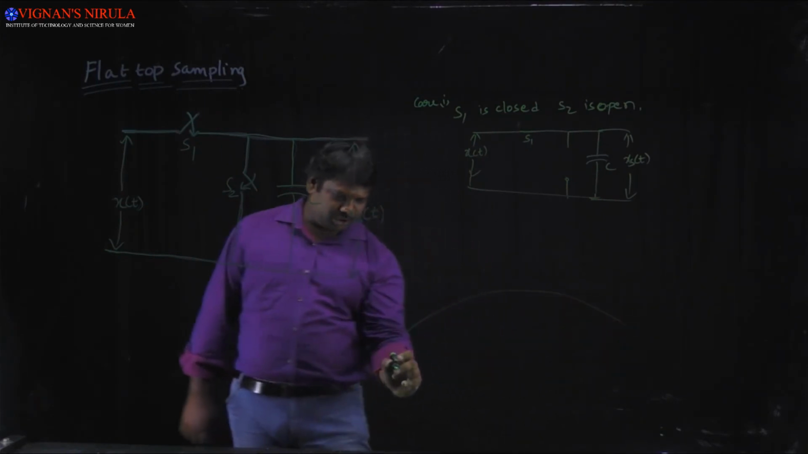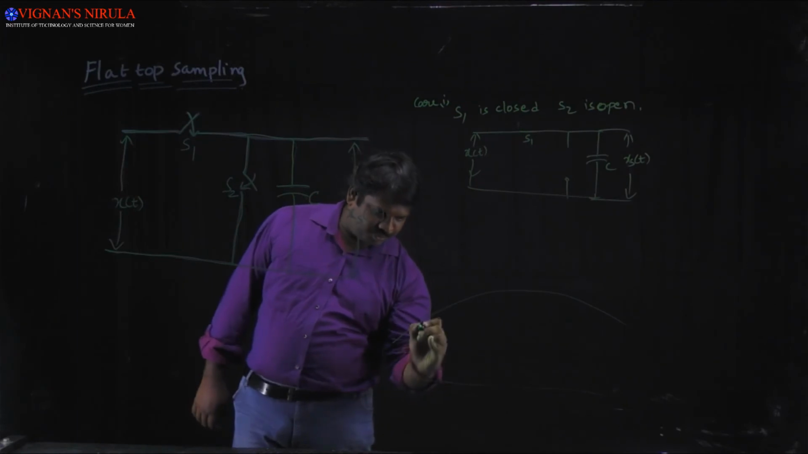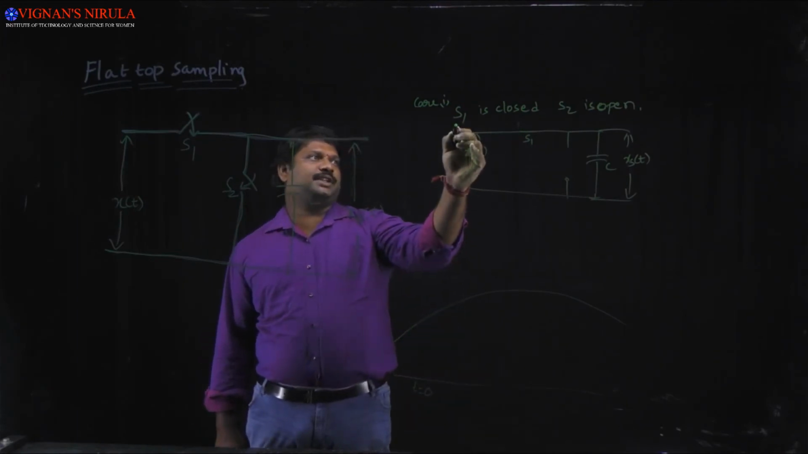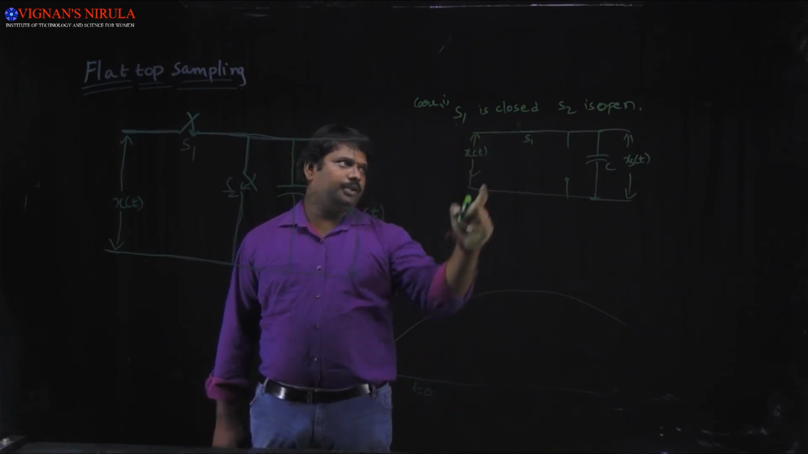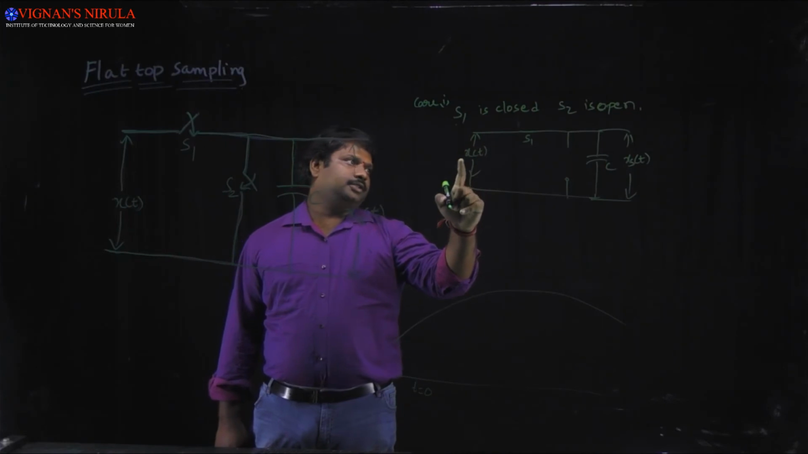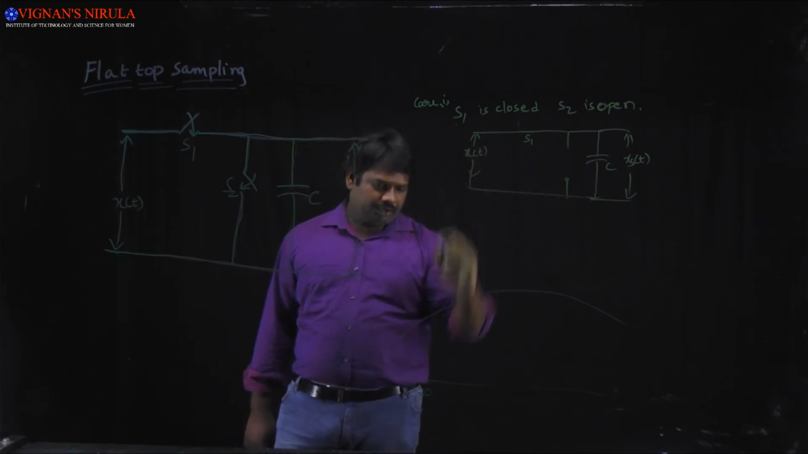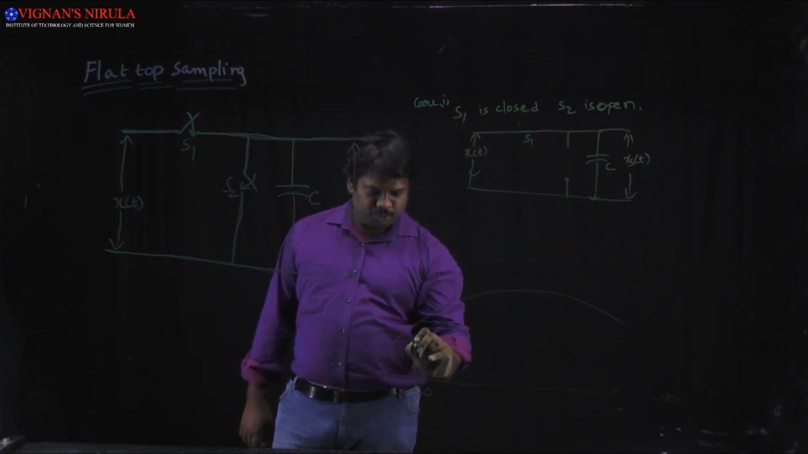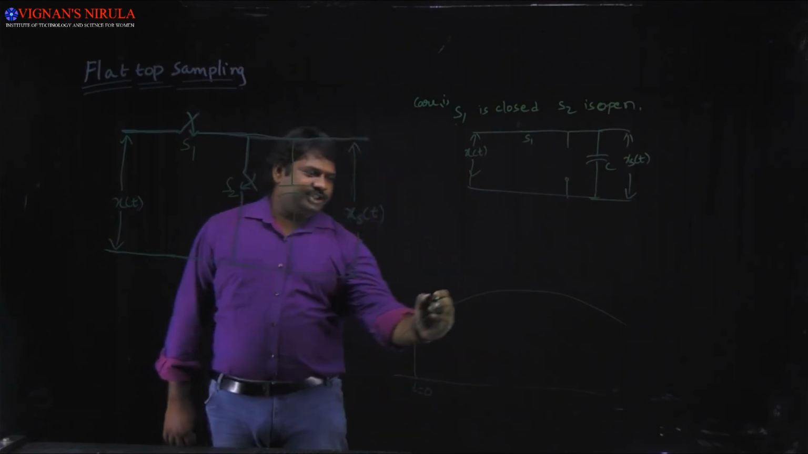If you take this as a continuous signal, now at t equal to 0, this happens. For example, S1 is closed and S2 is open. Therefore, this capacitor will be charged to this x of t value. Therefore, our output XS of t will go to this particular sample value.